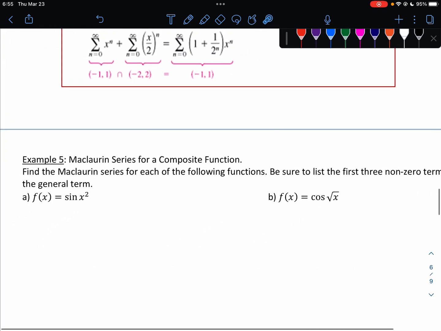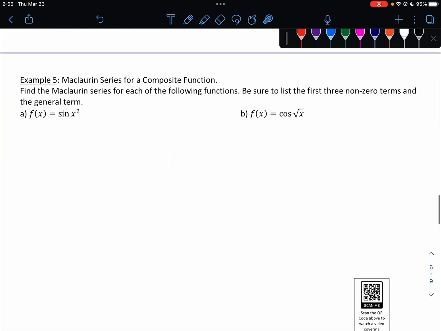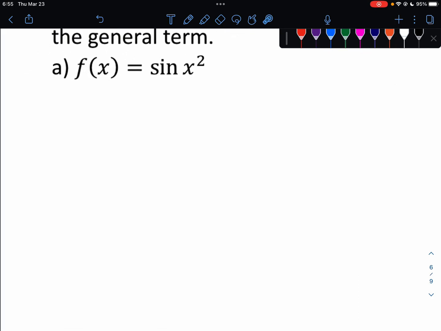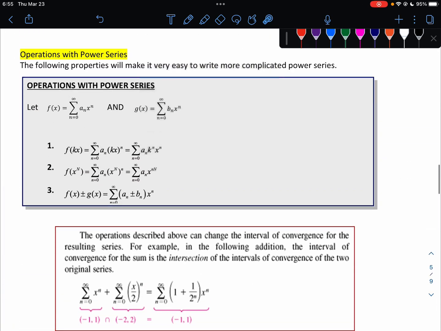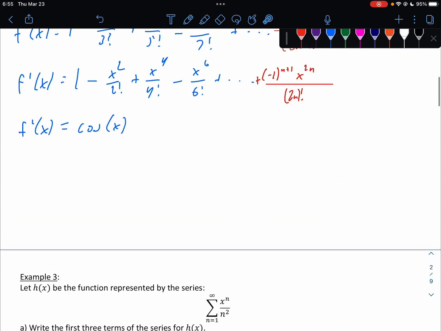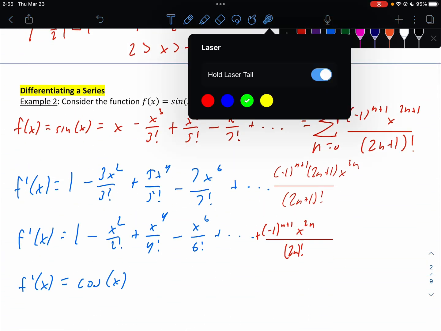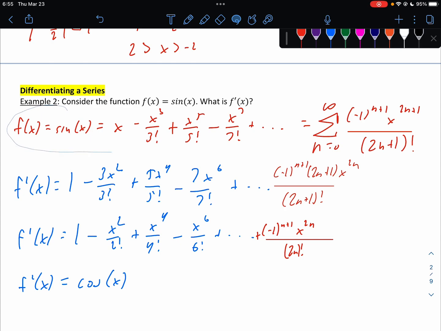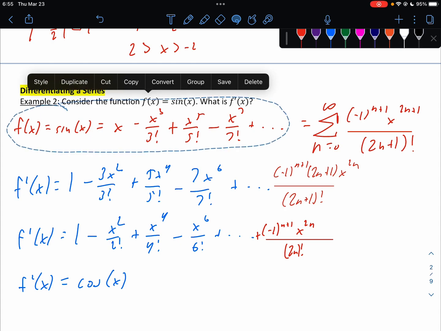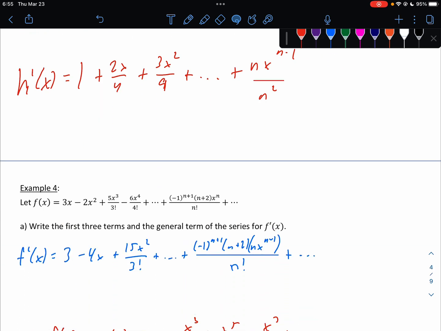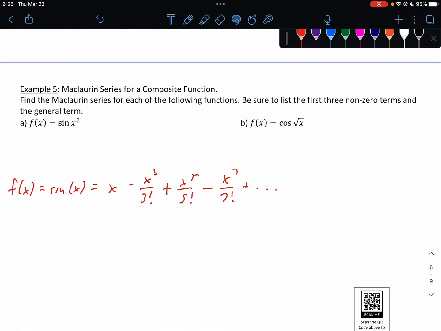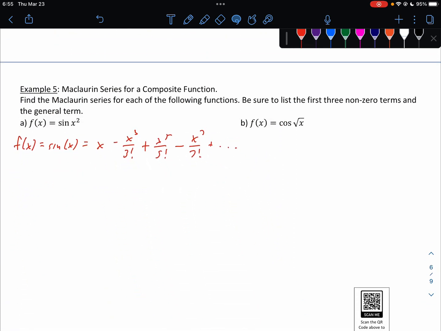All right, example 5, Maclaurin series for a composite function. Find the Maclaurin series for each of the following functions. Be sure to list the first three non-zero terms. All right, so we have sine x squared. Again, this would really benefit us if we knew the sine x series from before. Instead of having to build it every time, if we just know that, it's really, really going to help us out.